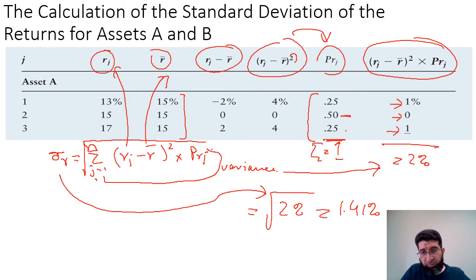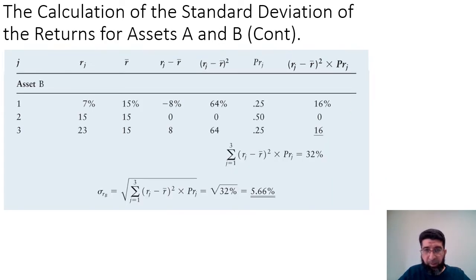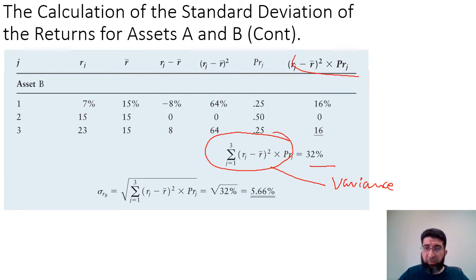Remember, the variance is the formula inside the square root. Once we place the square root on the variance formula, we get the standard deviation of return. So this part is called the variance term and not the standard deviation. Once we put a square root, that will be the standard deviation. Similarly, asset B is calculated. This is the variance term. I'm emphasizing again and again so that you remember it. Variance is 32% when we multiply the terms and total it.